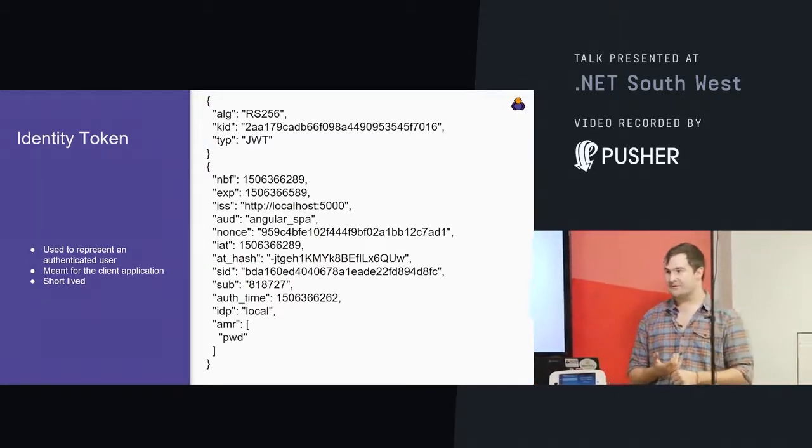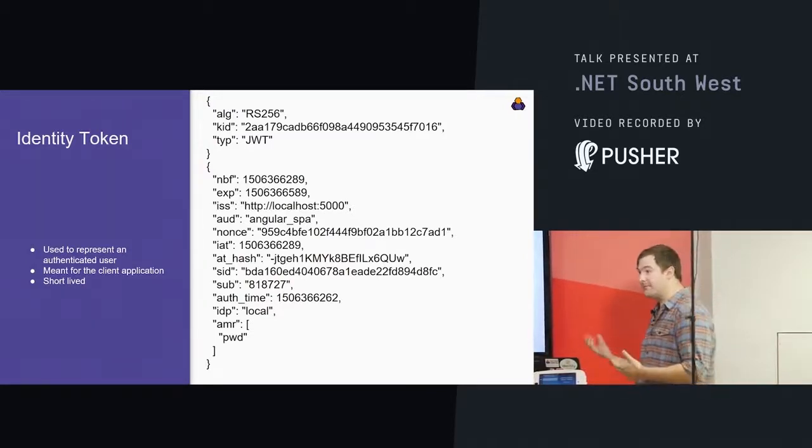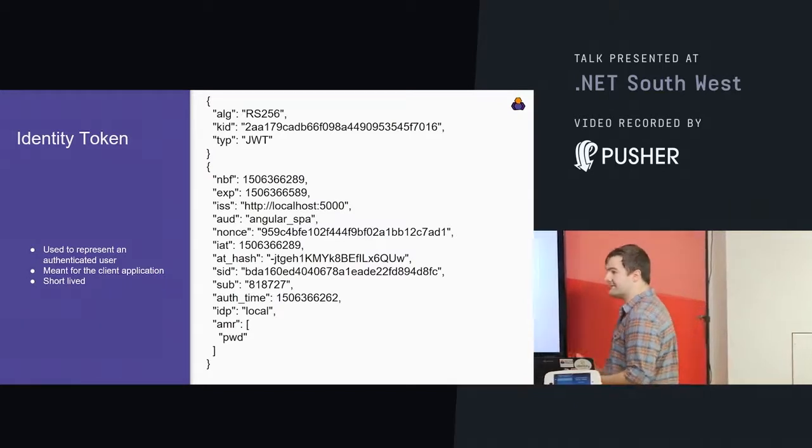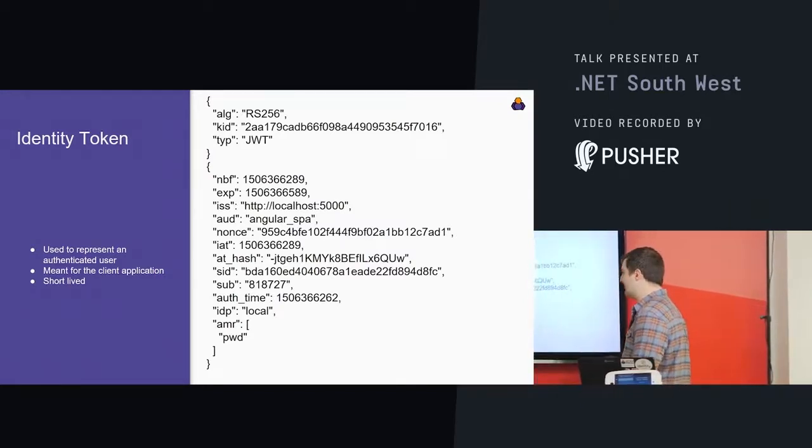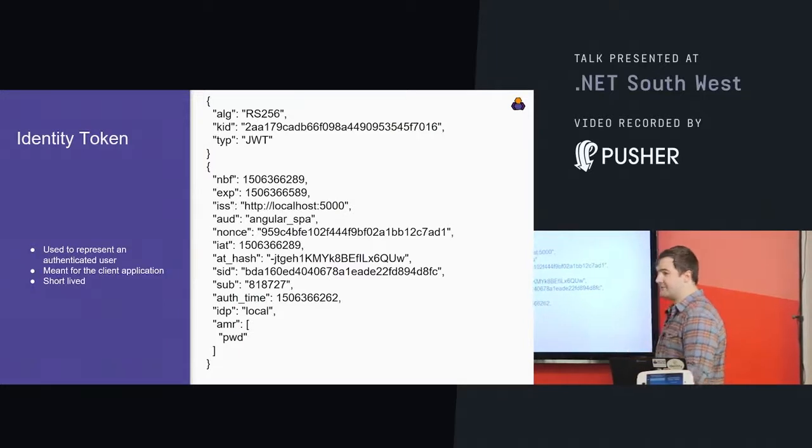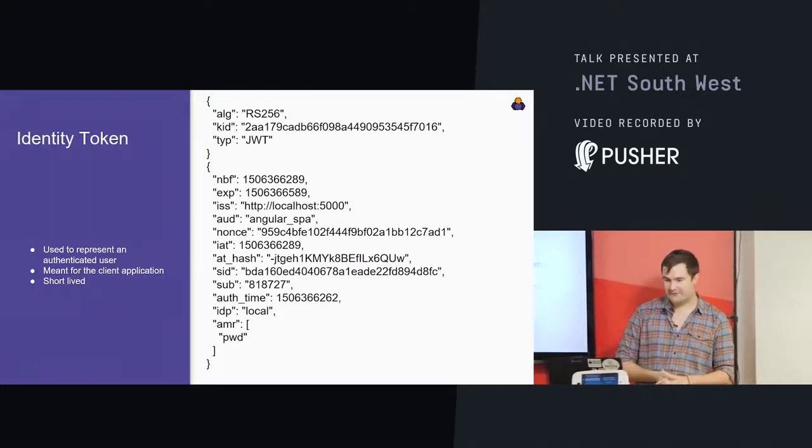So with the access token, the intended audience was the API, yeah? The protected resource it was going to unlock for you. In this case, the identity token is only for the client. Yeah. We have the nonce.